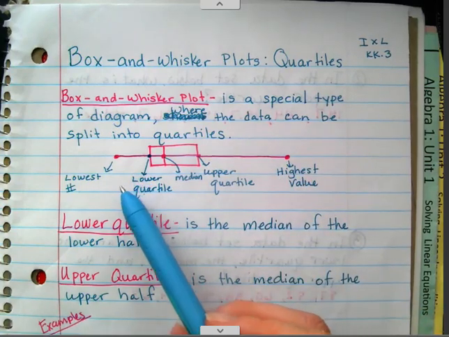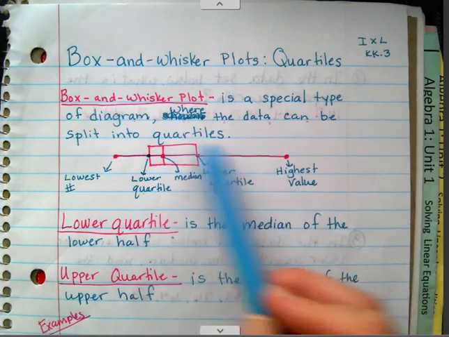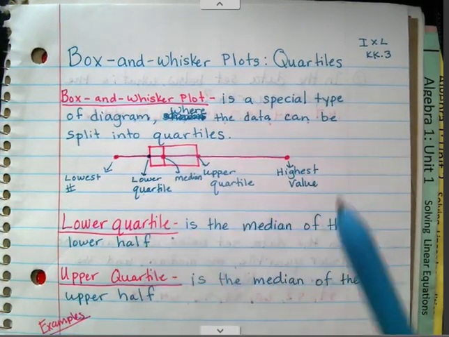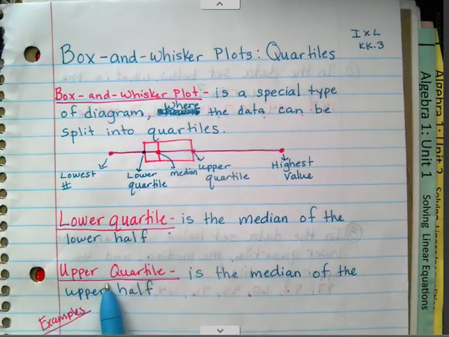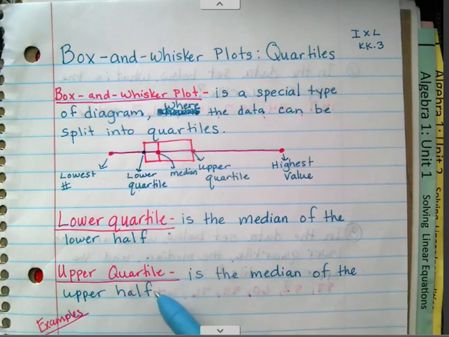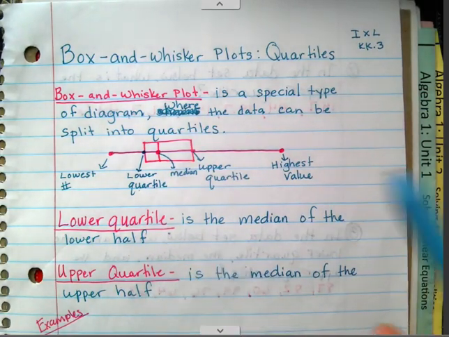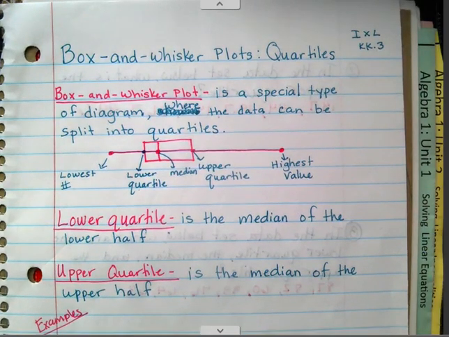Sometimes box and whisker plots are symmetrical, and most of the time they're not. This is just the way I happen to draw this one out. So again, the lower quartile is what we're going to be focusing on, and also the upper quartile. So the lower quartile is the median of the lower half, and the upper quartile is the median of the upper half. So we're going to go ahead and start with some examples here.